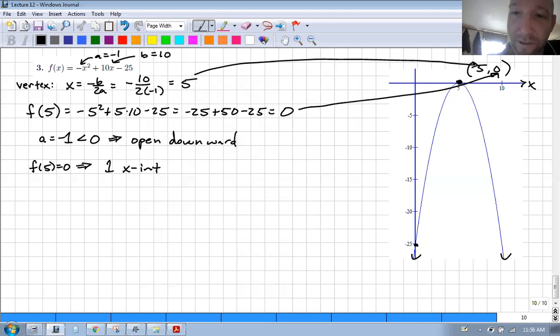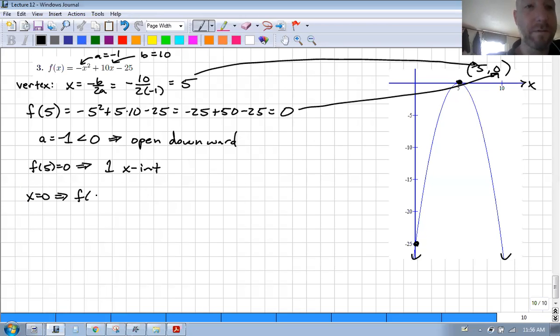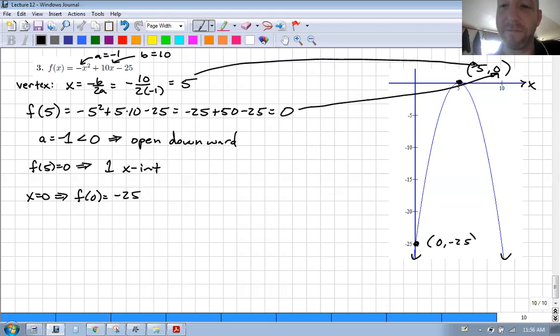We can see down here, here's our y-intercept, right? Remember, to find your y-intercept, you let x be 0. F of 0, you replace x's with zeros, you're just going to get a negative 25, right? So this point here is 0, negative 25. Okay, so usually you can find your vertex and then plug 0 in, so you're just looking at this number.